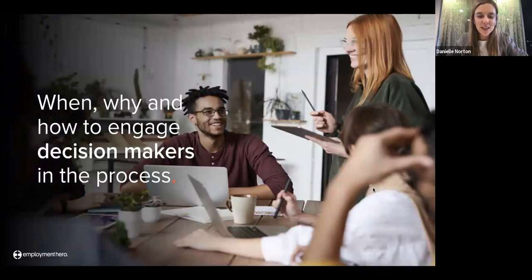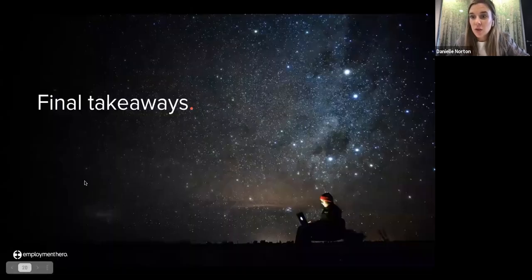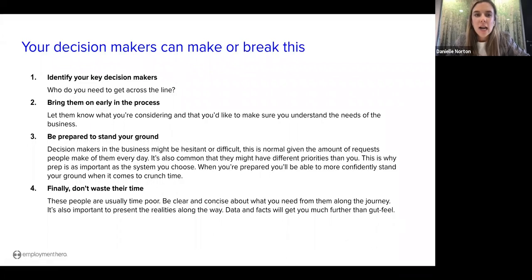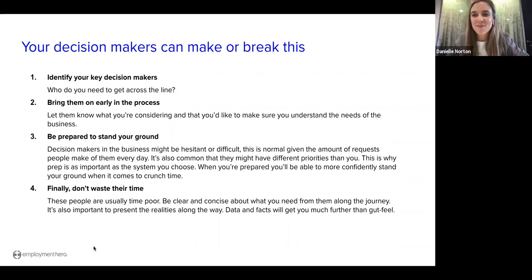Actually leads us really well into this last point for you, which is when and why and how you should engage your key stakeholders. As your decision makers can make or break this, right? If you're all gung-ho on adopting a solution, we've seen it time and again, and we definitely have some tips and tricks to help you get a solution across the line.